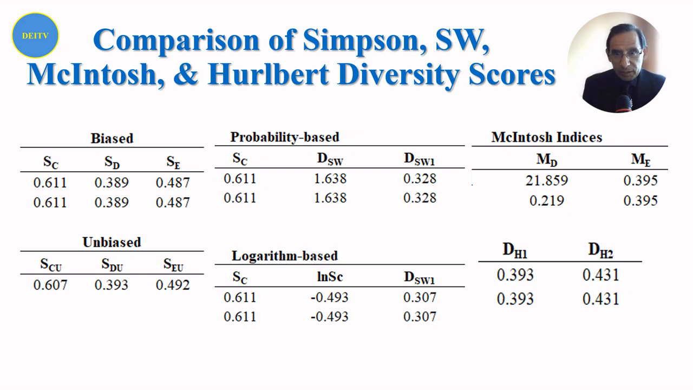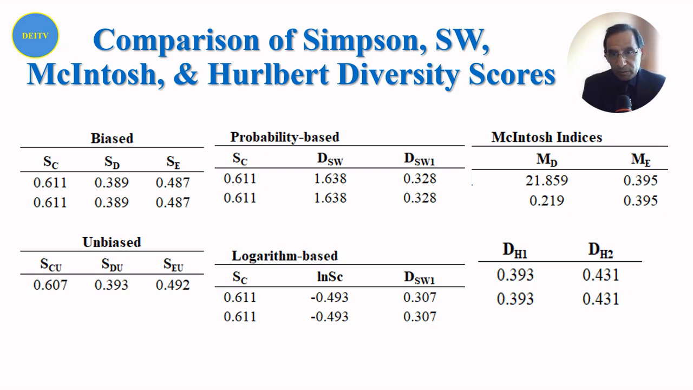When you look at the Hurlbert index of diversity of 0.393, there are two interpretations for that. The first is there's a 39% chance that two individuals of different ethnic groups are going to come in contact with each other. Or you can also interpret that as there's a 39% chance that two individuals selected at random will be of a different ethnic group.